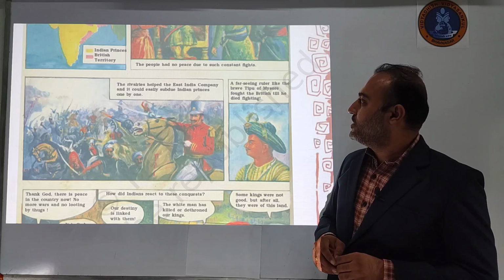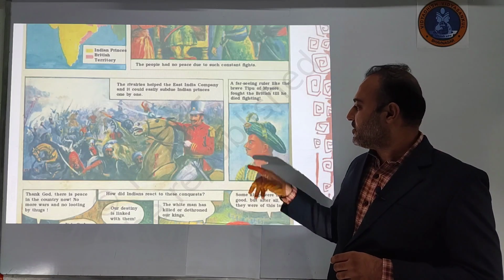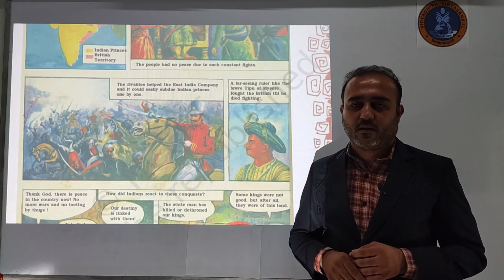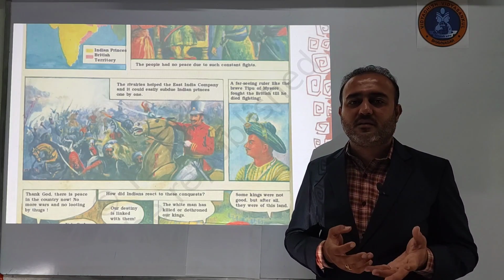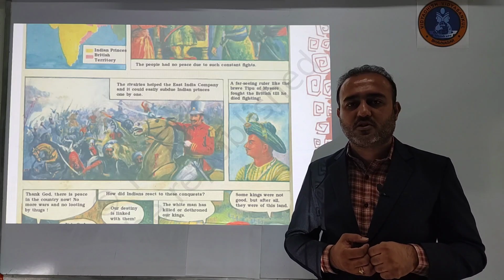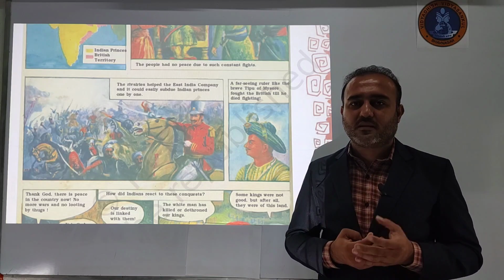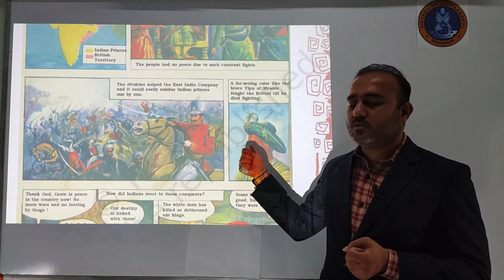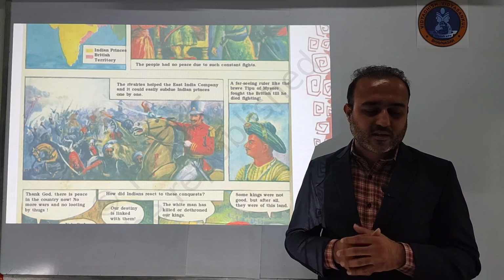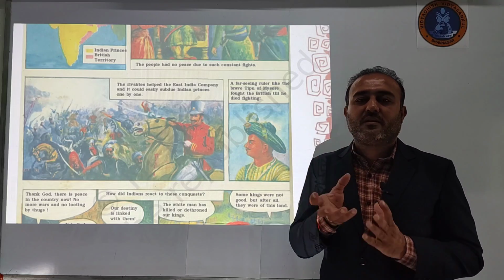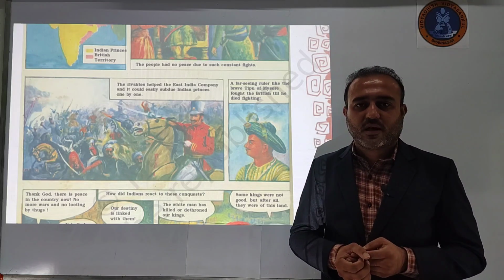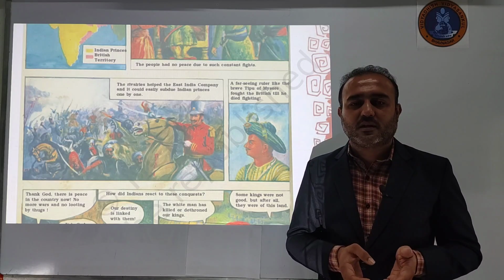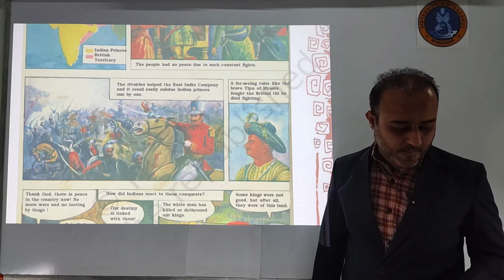A far-seeing ruler like the brave Tipu Sultan of Mysore fought the British till he died fighting. So as I told you, many Indians started accepting the policy of the Britishers. They were happy with the British policy at the beginning, but later on they realized that it is a kind of a trap. But Tipu Sultan was not short-sighted. Okay, he could easily understand the policy of the Britishers, and therefore he never accepted it and kept on fighting till his last breath.